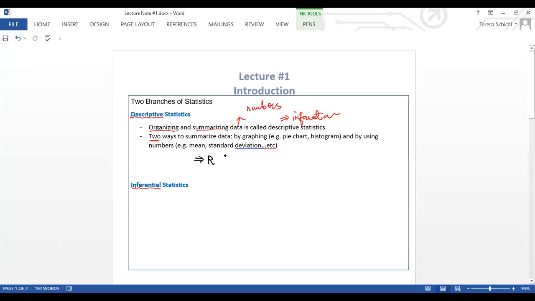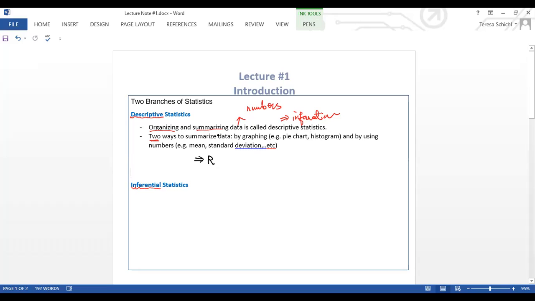In the lab part, I'm going to show you how to use R, how to do a pie chart, for example, how to do a bar chart, and how to give a summary of your data set. That's what we call descriptive statistics.